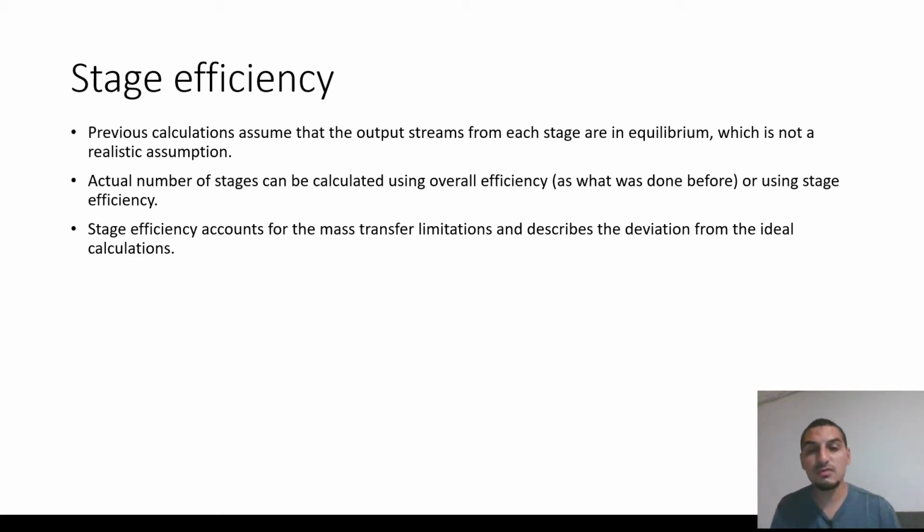In the previous videos, we assumed that each stage is a theoretical stage, which means that the two streams coming out of the same stage are in equilibrium. And that's why we were able to go from the operating line to the equilibrium curve, back to the operating line and equilibrium curve, and so on until we reach the end of the stages.